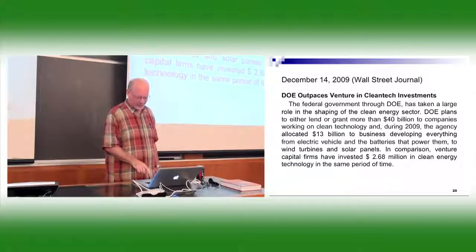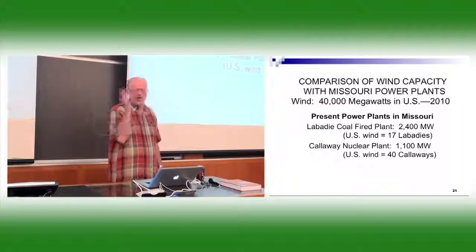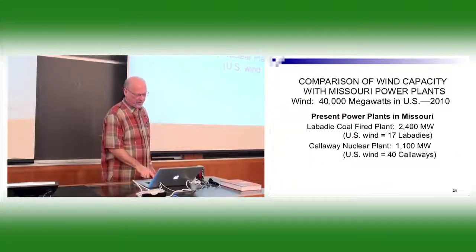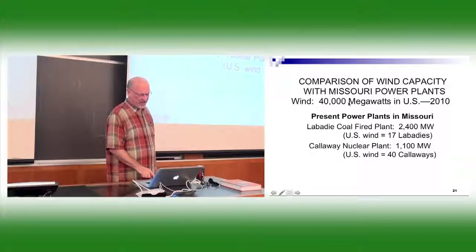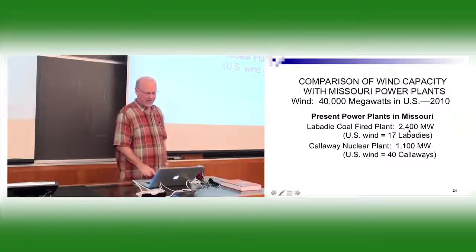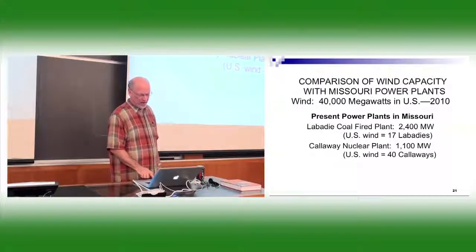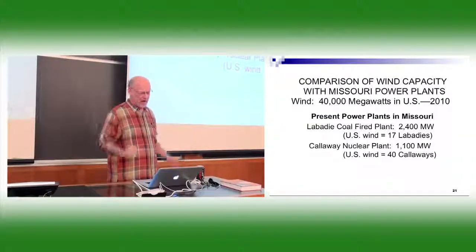The venture capital is going to be a larger player. Okay, where does this fit in? Let's just look at Missouri for an example. We say the United States has 40,000 megawatts of wind. How does that compare? Well, Labadie, our coal-fired power plant here in Missouri, is a 2.4 megawatt machine. So that means the US wind is like 17 Labadies sitting around the country.